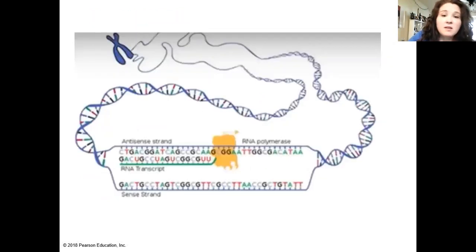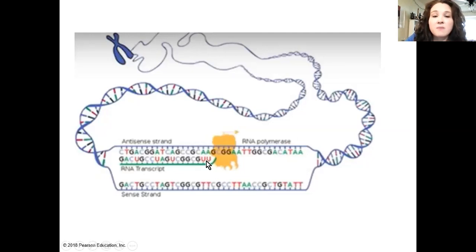So let's take a look again at this coding and template strand business. I'm sorry, what am I even talking about? This is what isolation has done to me. Oh my God. Coding and template strands. So the RNA polymerase is reading this strand. That makes this strand the template strand, because it's using a template to make the mRNA.